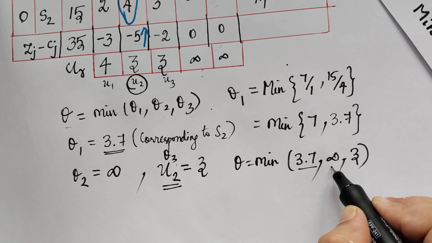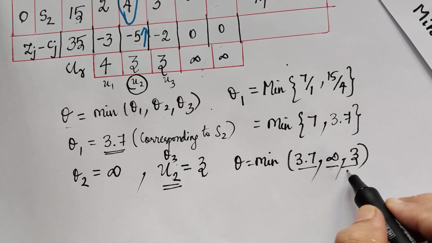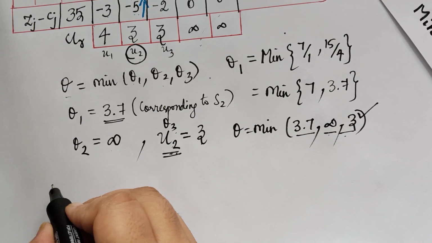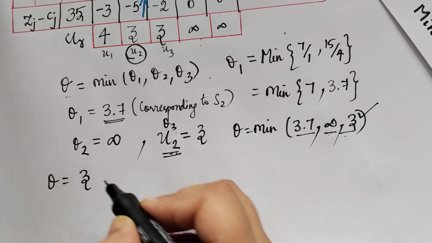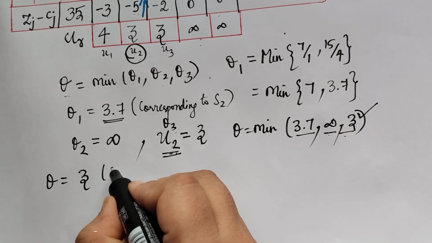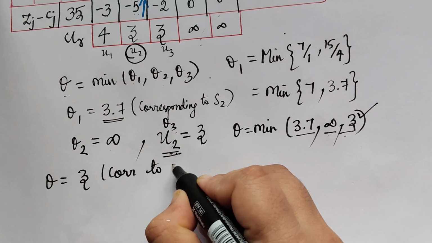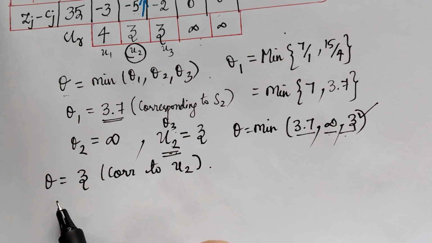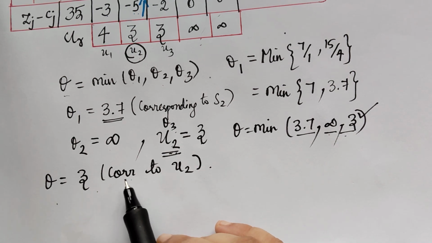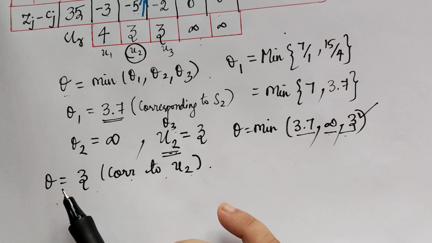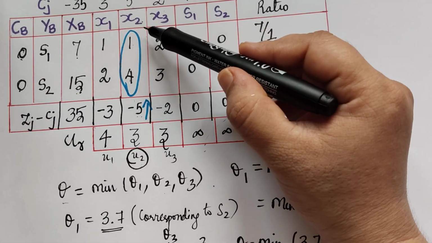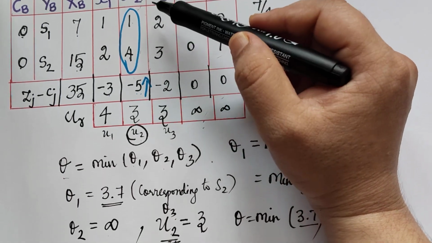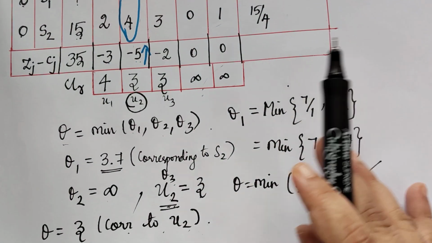Now if you see which is the minimum of all these three values, 3 is the minimum, and it is corresponding to the upper bound u2. So theta is equal to 3 is the minimum value, corresponding to the upper bound u2. So whenever theta is equal to a value which corresponds to the upper bound, then the entering variable x2 is to be substituted at its upper bound and remains non-basic. That is, we have to update the basic variables.